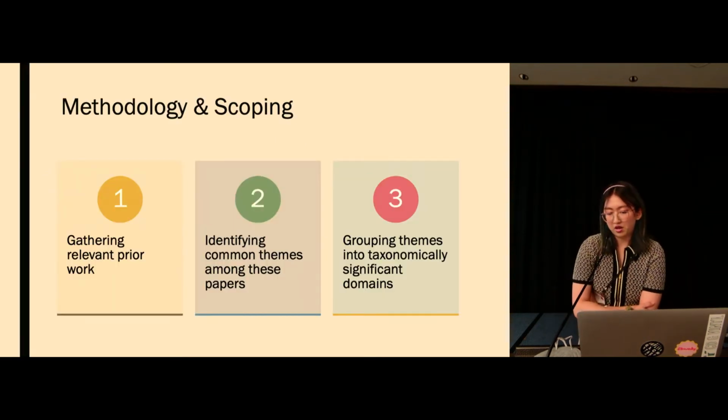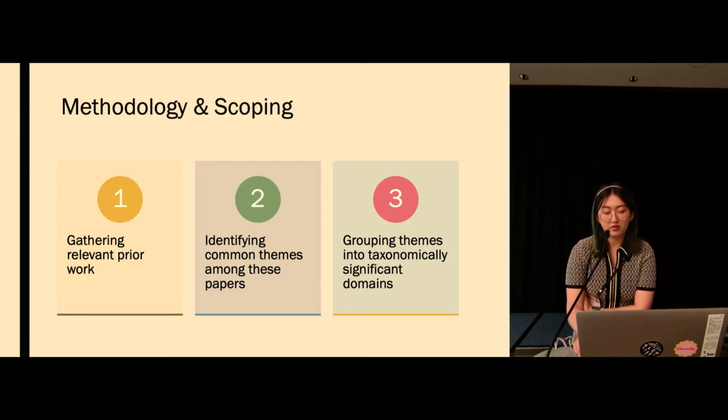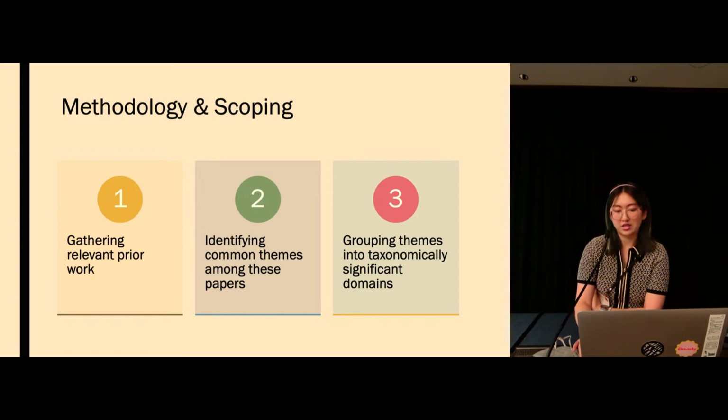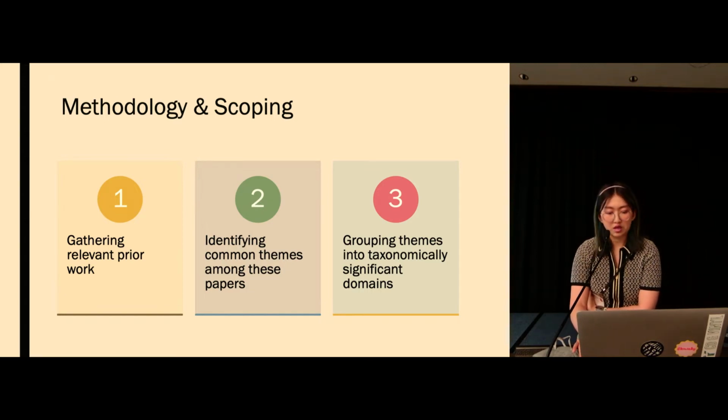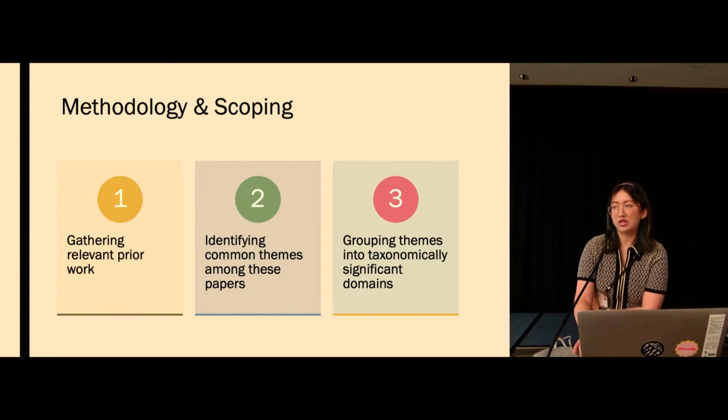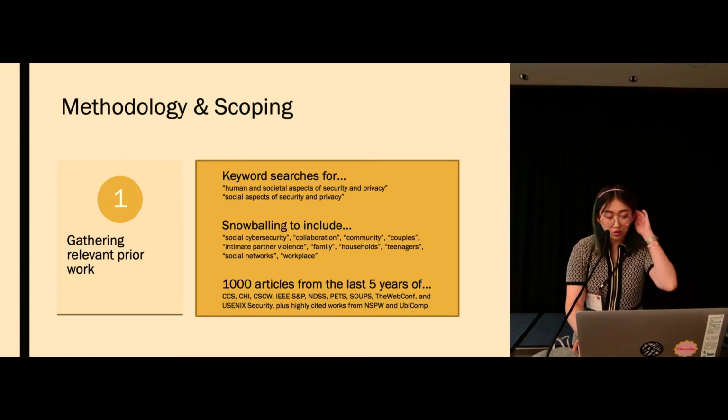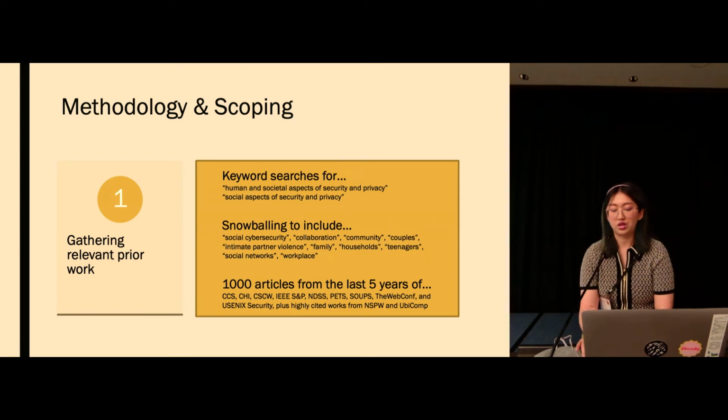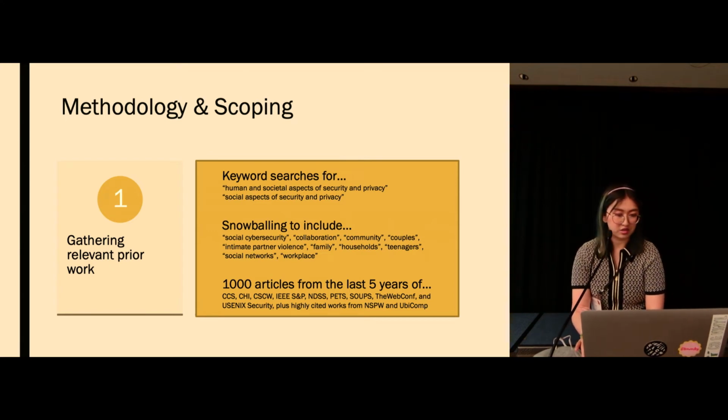So our methodology for taxonomizing the social cybersecurity literature landscape spans 3 phases. 1 is gathering relevant prior work, 2, identifying common themes across these papers, and 3, grouping themes into taxonomically significant domains. So first, we began our search with some keyword searches, such as human and societal aspects of security and privacy, and social aspects of security and privacy.